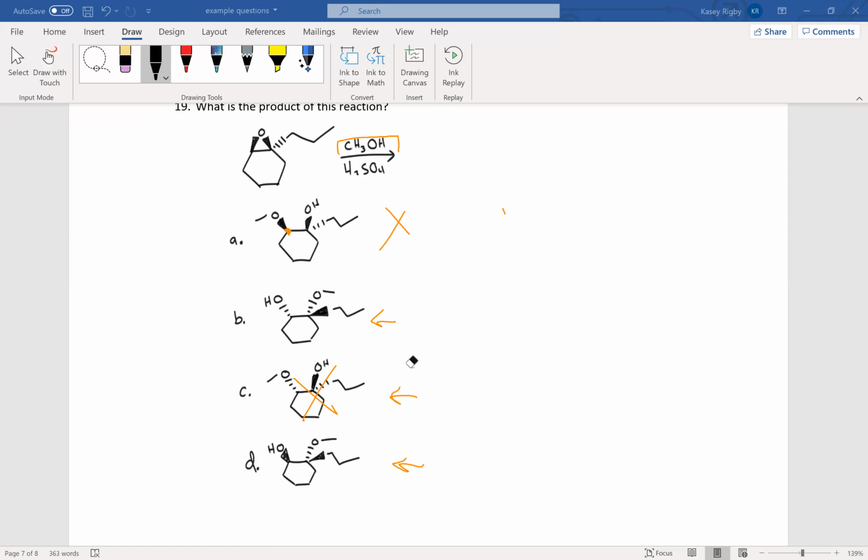So now we are going to compare the stereochemistries. Because remember, when we do an epoxide opening, we are going to replace the carbon-oxygen bond with inverse stereochemistry. So both of these inverse the stereochemistry. However, look at the OH. The OH stereochemistry should stay the same. So that means that B is wrong and D is our answer.